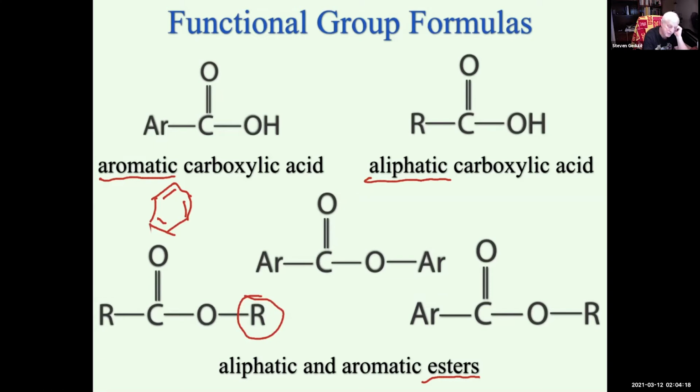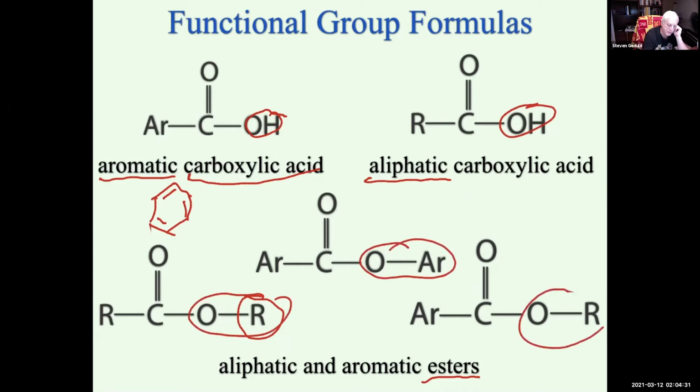So this just happens to be on carboxylic acids and esters. Again, carboxylic acids have an OH at the end. Esters have an OR at the end, or aromatic. You can have an aromatic on both sides or on one side. So those are aromatic esters, and they have aliphatic esters also.